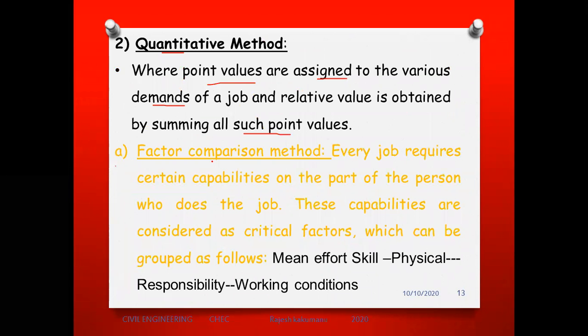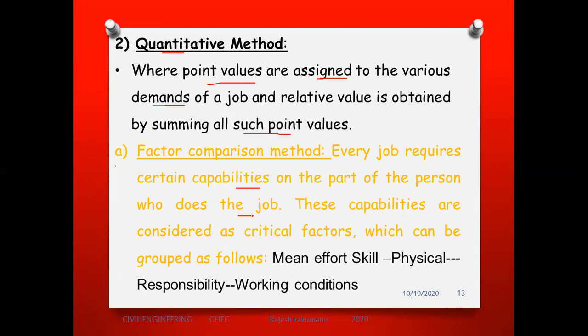And what is the meaning of factor comparison method? Every job requires certain capabilities on the part of a person, right? Every job requires what it requires, the capabilities on the part of a person who does the job. ఎవరైతే జాబ్ చేస్తున్నారో, right? So that depends upon the capabilities of a person.